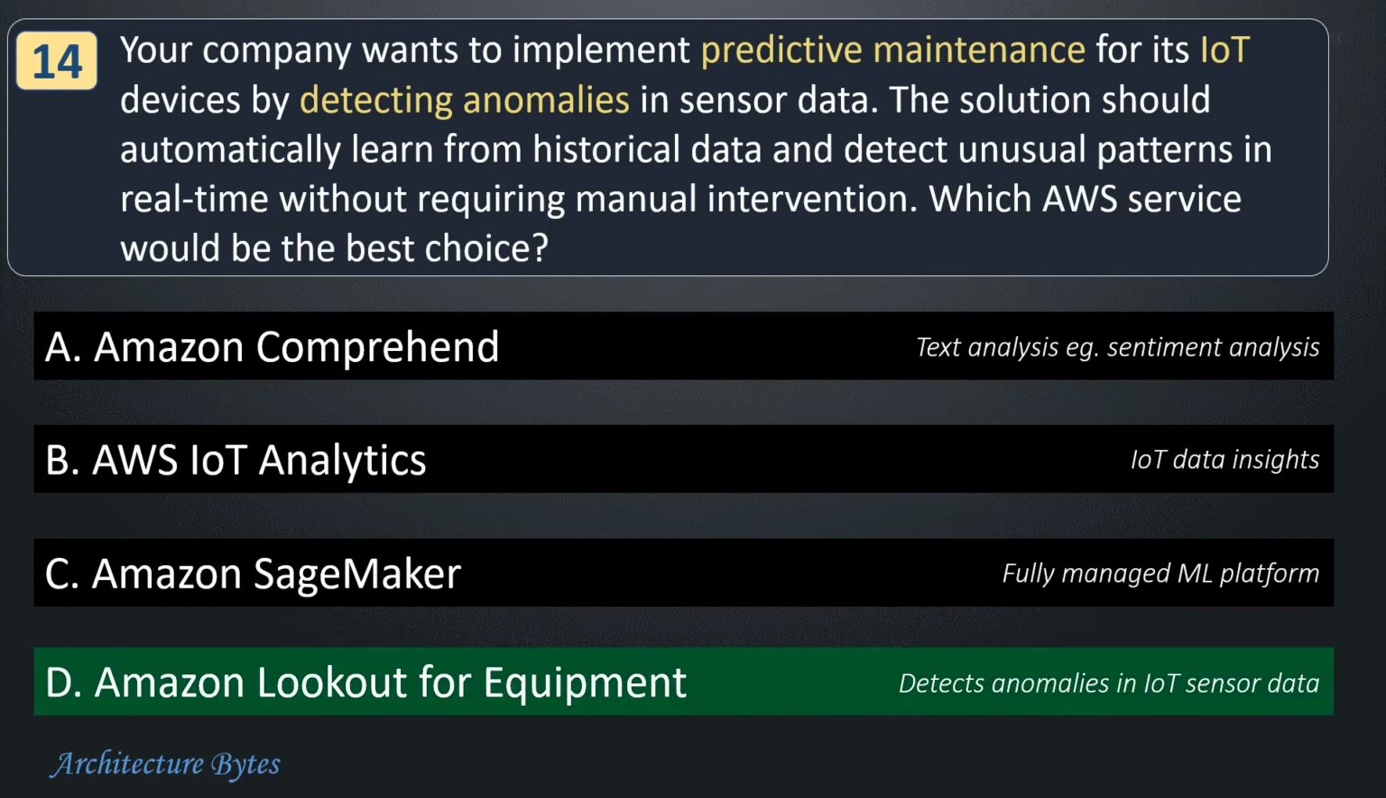Option D, Amazon Lookout for Equipment, is the right answer here. It is specifically designed for predictive maintenance by detecting anomalies in IoT sensor data, automatically learning from historical patterns. Comprehend is used for text analysis and is irrelevant to IoT or sensor data. AWS IoT Analytics provides IoT data insights but doesn't automatically detect anomalies for predictive maintenance. Amazon SageMaker can be used to build custom models, but it requires manual setup and expertise, unlike Lookout for Equipment, which is designed for this use case.